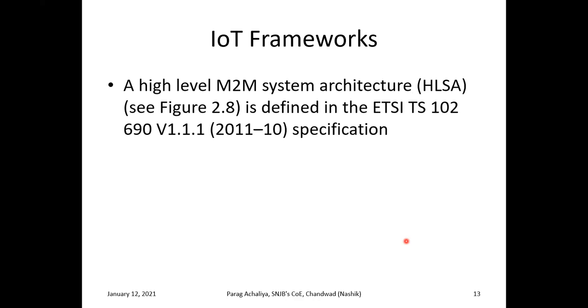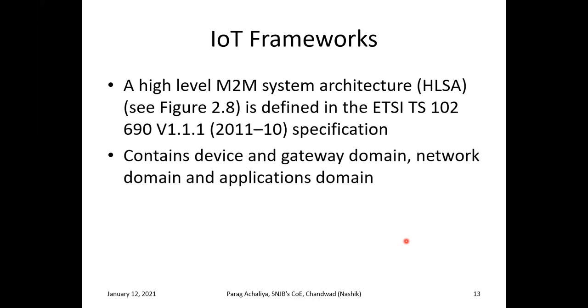We will see the IoT framework. A high level machine to machine system architecture is defined in this specification ETSI TS 102 690 version 1.1.1, which was proposed in 2010-11 as an IoT specification. It contains various devices and gateway domain, network domain, and application domain. This IoT framework will have three things: device and gateway domain, network domain, and application domain.